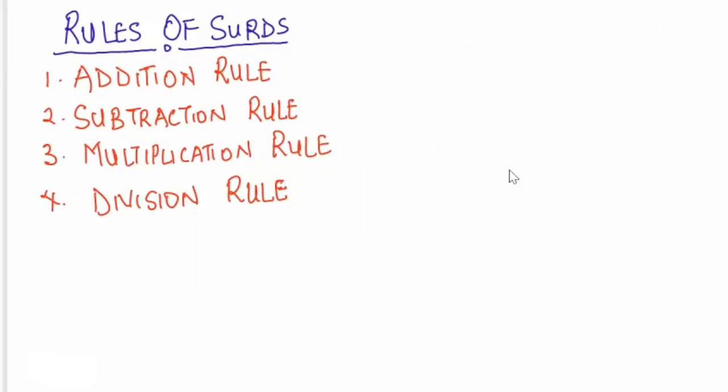Now that we have a proper knowledge of surds, we are going to look at various rules of surds. These rules guide us on how we solve questions relating to surds. The various rules of surds include the addition rule, the subtraction rule, the multiplication rule, and lastly, the division rule.